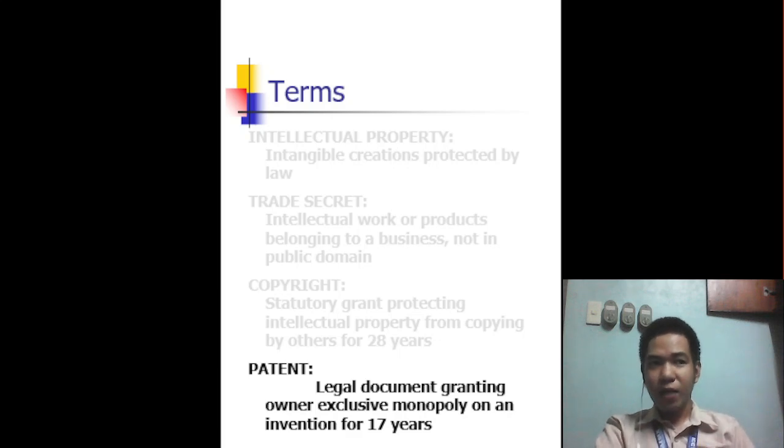So let's just say Facebook has been invented. Who's the owner of Facebook again? I think that's Mark Zuckerberg. So Mark Zuckerberg applied for a patent for the invention of Facebook, and that is 17 years. So once that has expired, he can already reapply.